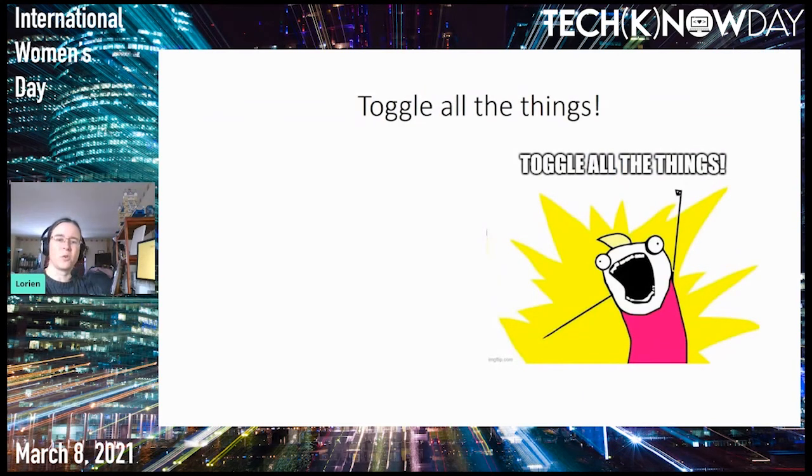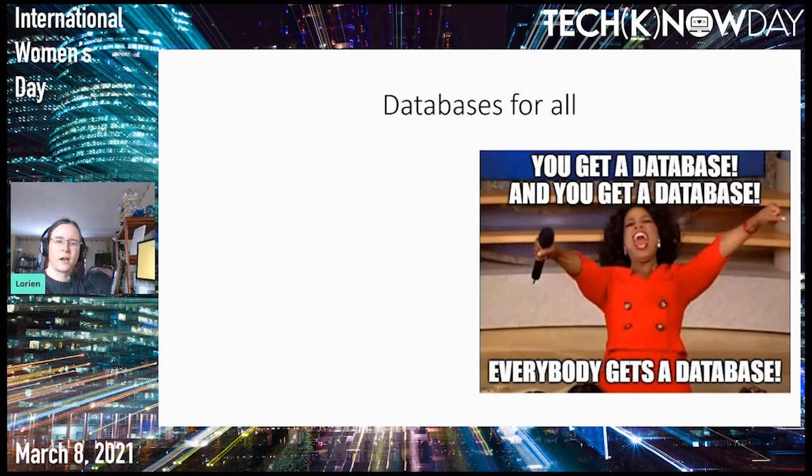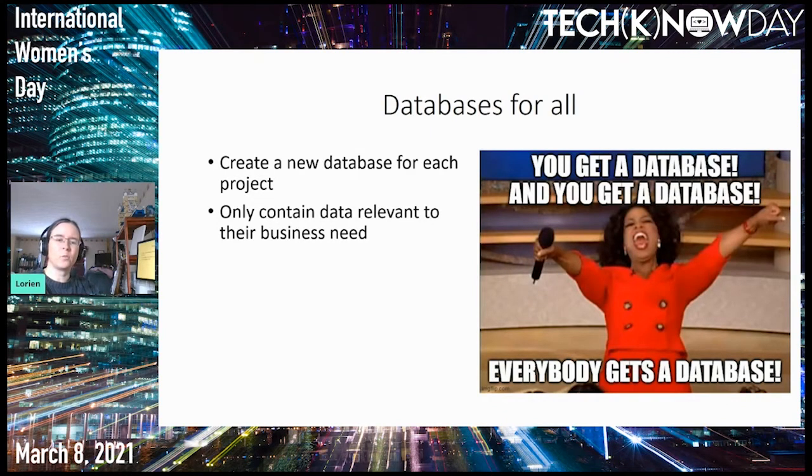And QA could very easily look at code that was not yet in the queue for release. We also started putting feature toggles around everything. Every new feature got wrapped in a toggle. We created an internal tool that let us easily control and view what state any given toggle was in. Now it was safe for incomplete code to be pushed, so we could have long-running changes be on the same solution as short bug fixes and small improvements. Our single monolithic database became databases for everyone. Each new project or feature got its own database created. And these databases only contain data relevant to the business need for that project.